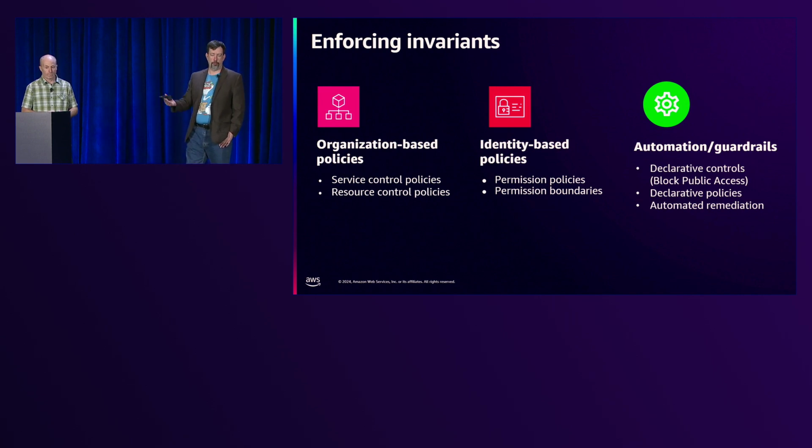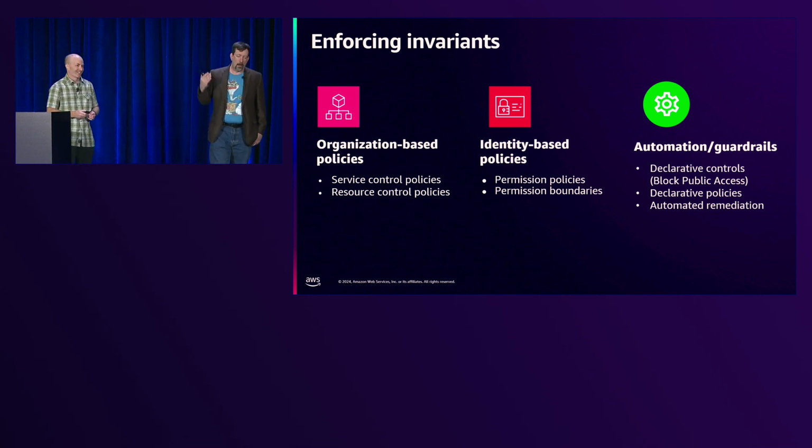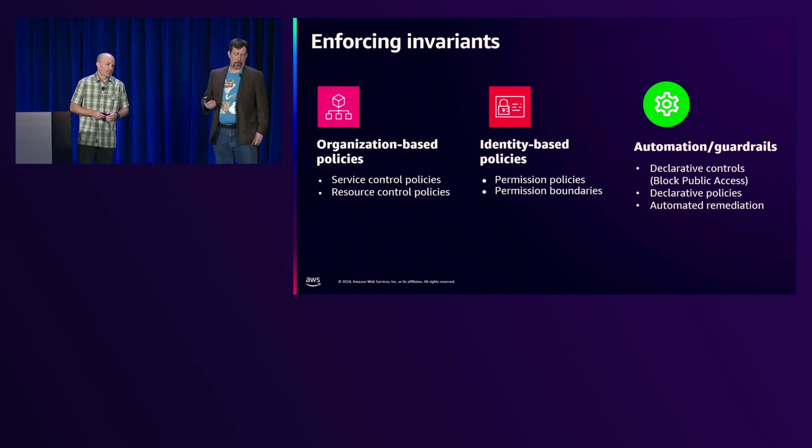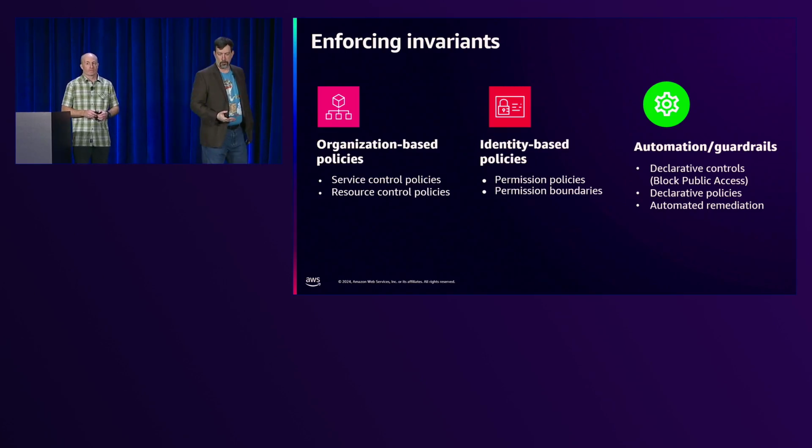So our options for enforcing invariants pretty much doubled over the last two weeks. Literally doubled. We used to only have service control policies. Now we have resource control policies. We always had IAM permission policies, at least since 2011 or whenever they created IAM. Permission boundaries. And we had some declarative controls like block public access for S3 and EBS. Now we have declarative policies which can enforce that across an organization.